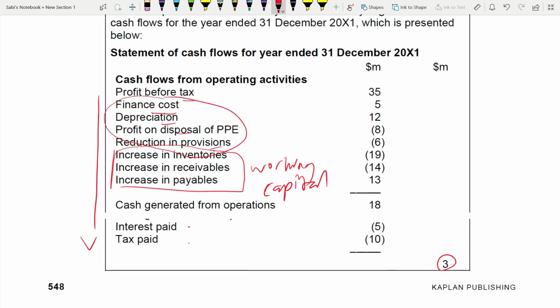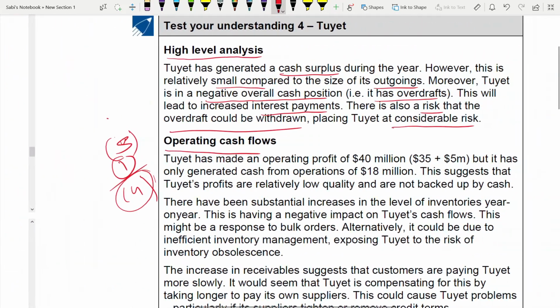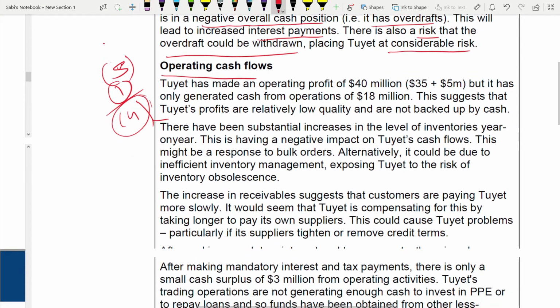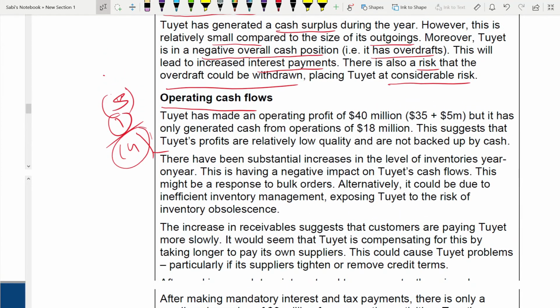So you have to talk about this in different paragraphs. And remember, keep a space when you're mentioning it in a different paragraph. It should not be in one single paragraph. Everything has to be broken down. So by looking at this, I know the first paragraph only talks about the operating profit. It has an operating profit of 40 million. How do you know it has an operating profit of 40 million?